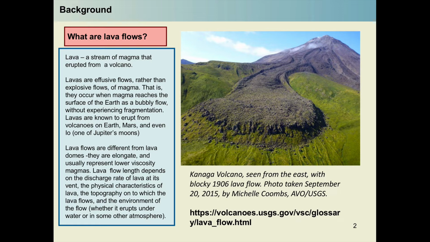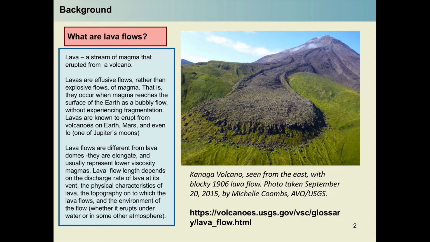So when the magma reaches the surface, it exits as a bubbly flow. And we know that lavas erupt on Earth, Mars, and even Io. So they're planetary scale features. Planetary geologists and volcanologists are very interested in not just the lava flow features they see from satellite images from other planets, but also analogs on Earth that they can use to model planetary scale processes elsewhere in the solar system.